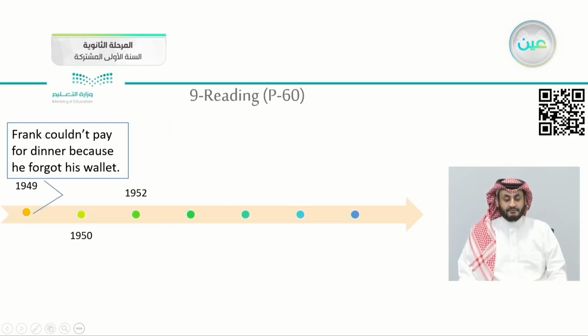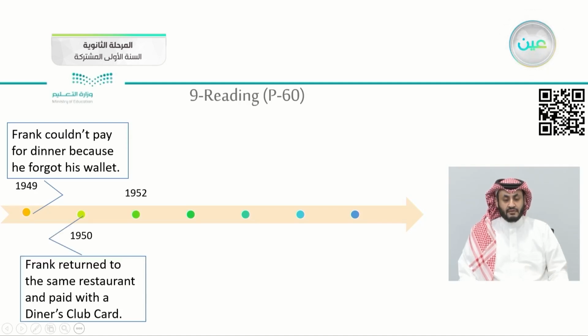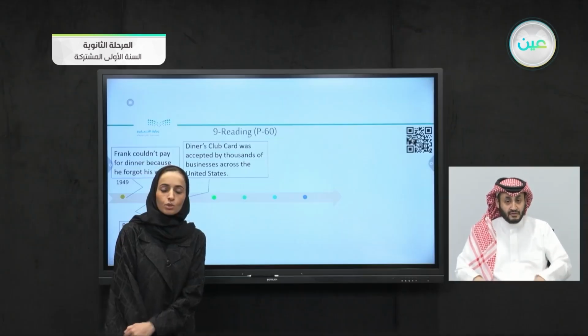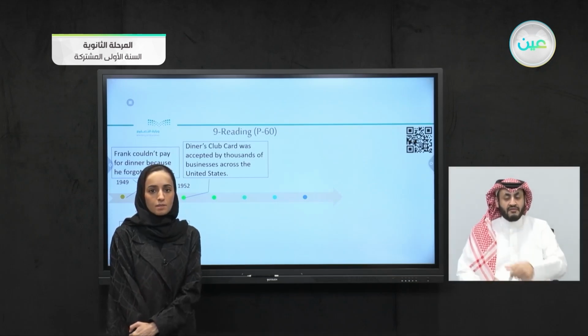Okay, so in the timeline, a year later, not 1949, 1950, what happened? Frank returned to the same restaurant and paid with a Diners Club card. That was the First Supper. Two years later, 1952, the Diners Club card was accepted by thousands of businesses across the United States. Still local. In 1952, it's still within the United States.